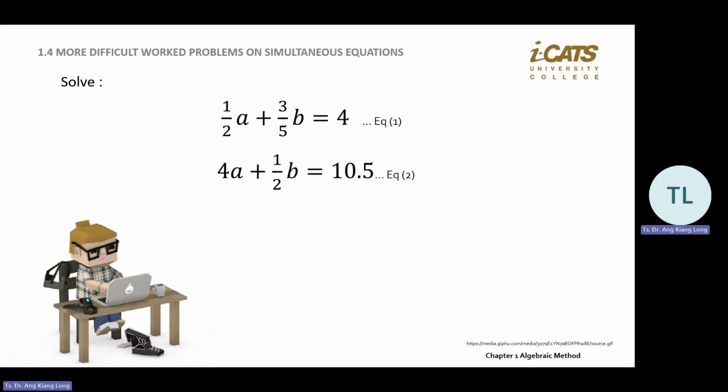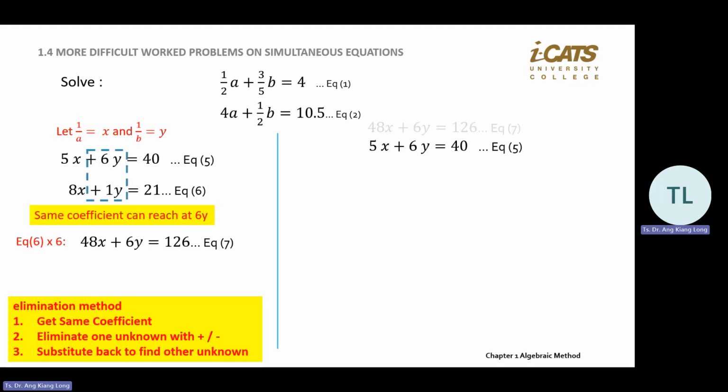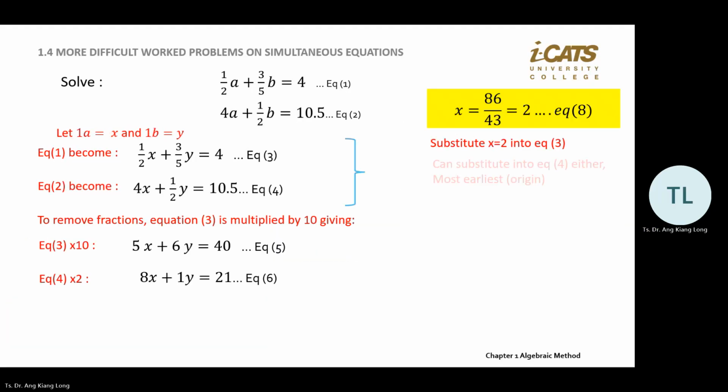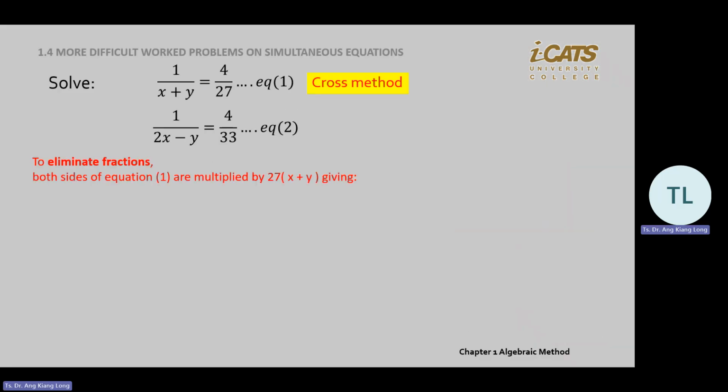For fractions, you remove the fraction by multiplying by the lowest common denominator. For example, for 2 and 5 it is 10. This one is multiplied by 2. And if you see decimal places, make sure that after you multiply by 2, you do not see decimal places. This one is easy. This one is also the same.